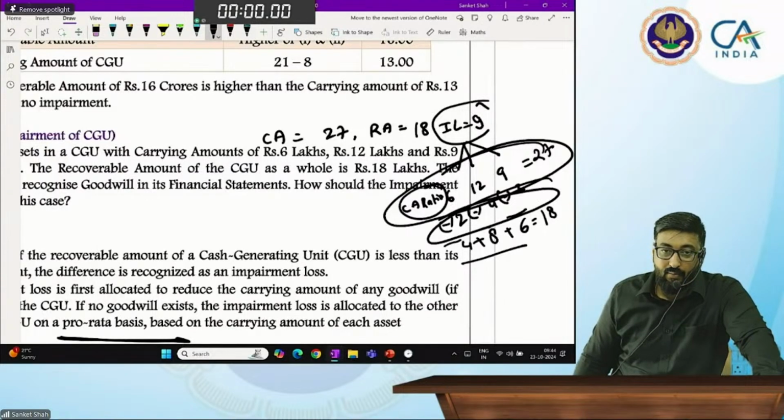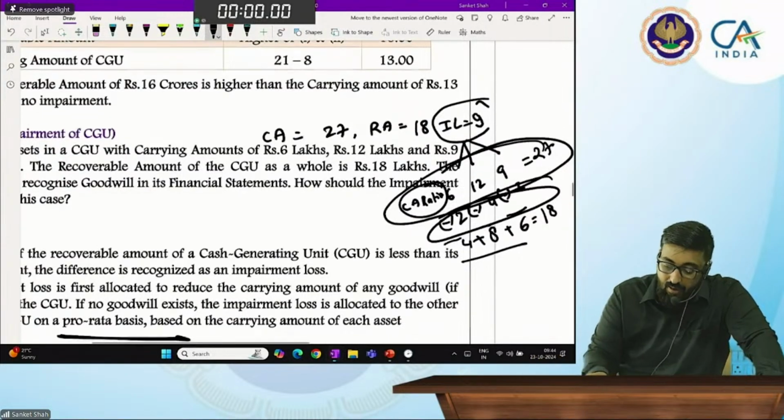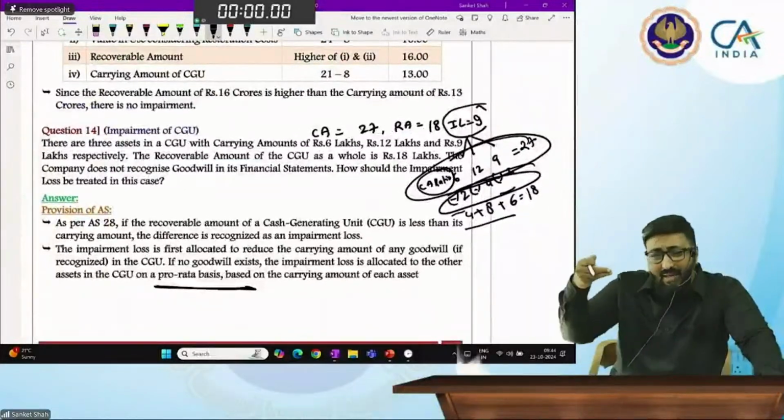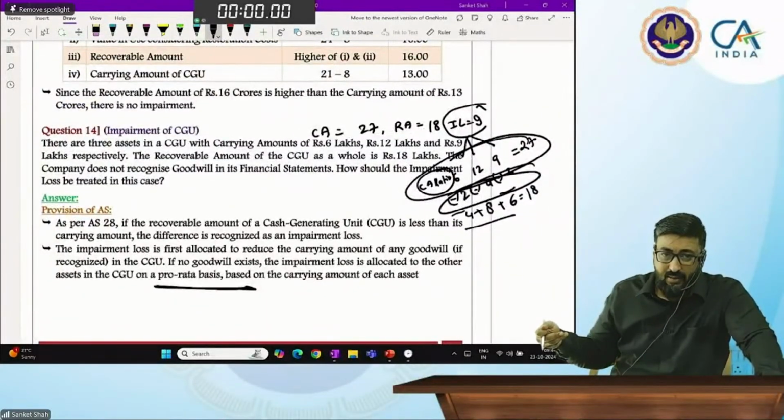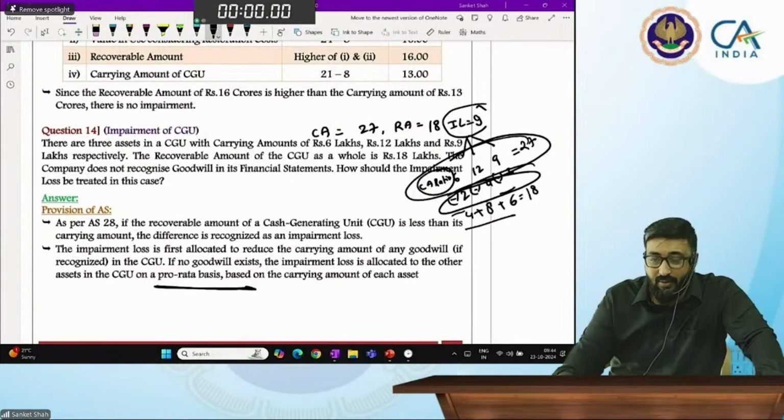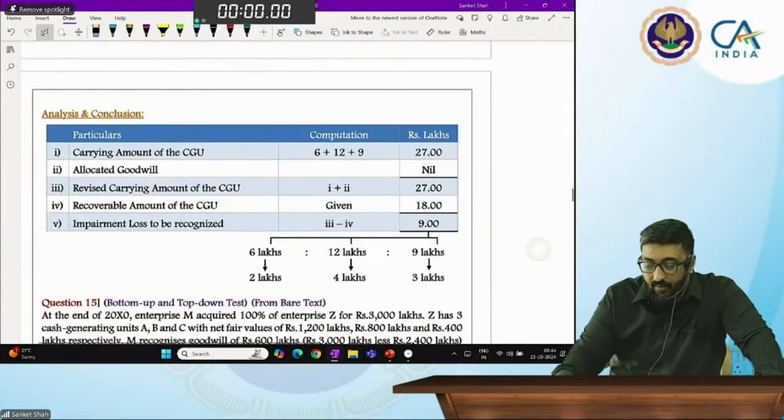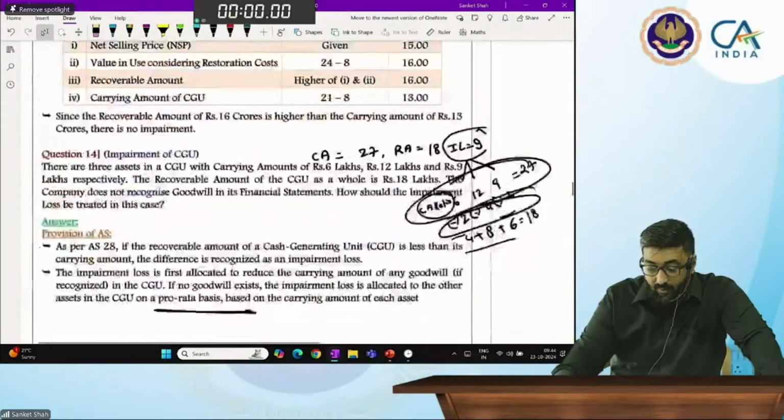Basically in their proportion, carrying amount ka proportion. And that ratio is technically called pro rata basis in their carrying amount. Got the concept? Yes, sir. Easy hai kya beta? Yes, sir. Chalo, read the theory.